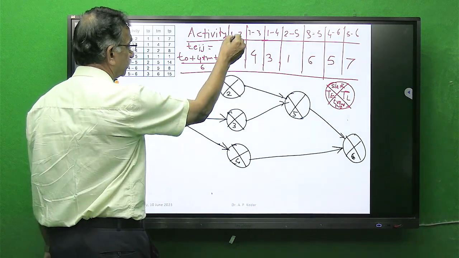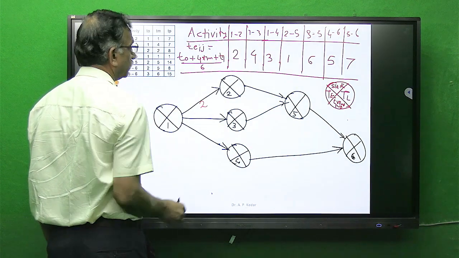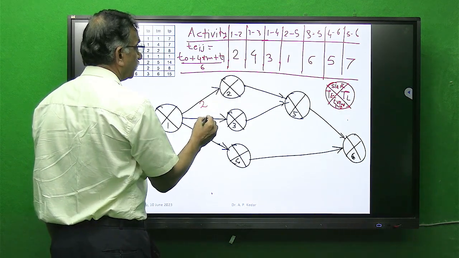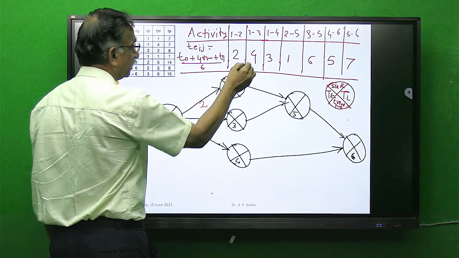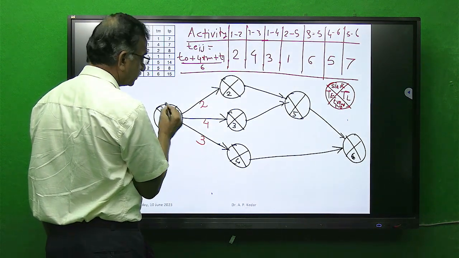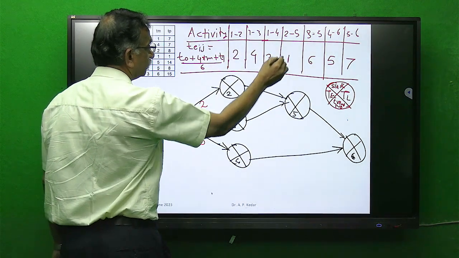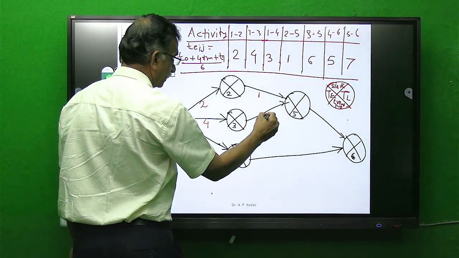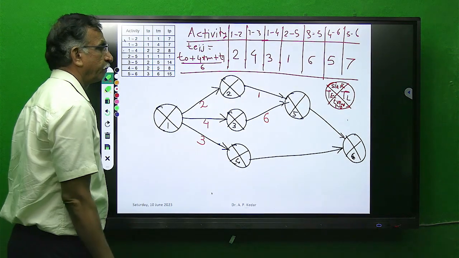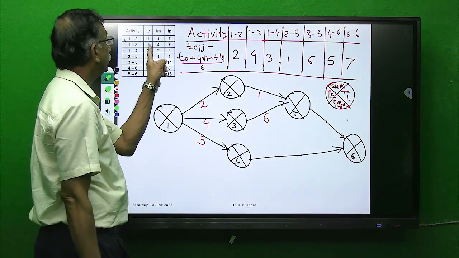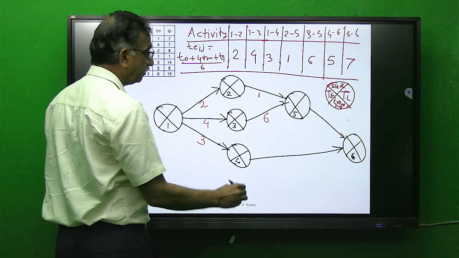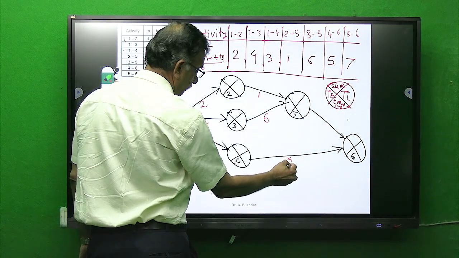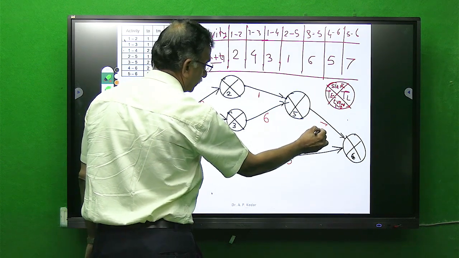So 1 to 2, we have calculated it as 2. 1 to 3, we have calculated as 4. Very important. 1 to 3, we have calculated it as 3. 2 to 5, we have calculated it as 1. 3 to 5, we have calculated it as 6. This unit of time is in weeks, that is given in the problem. Then 4 to 6 is 5, and this is 7.